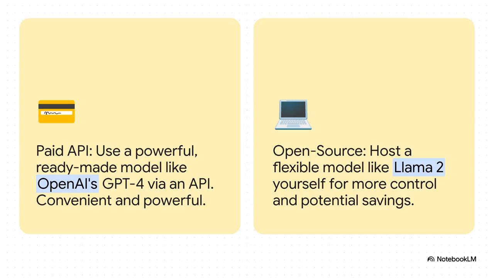So, right off the bat, you've got a big choice to make. How do you want to access this brain? On one hand, you can use a super powerful, ready-to-go model like GPT-4 through a paid API. It's easy, it's convenient, and you get the absolute state-of-the-art. On the other hand, you could grab an open-source model like Llama 2 and host it yourself. Now, this route gives you way more control, more privacy, and, down the line, it could even be cheaper.